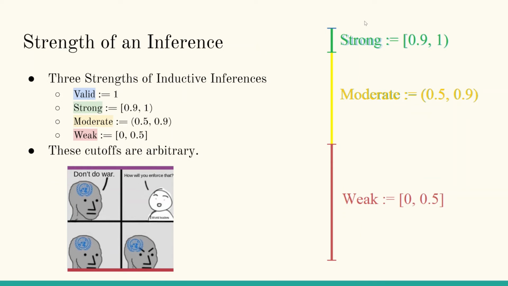Inferences can be strong, moderate, or weak, depending on the probability they imply the conclusion. When we say an inference is strong, we mean that it has at least a 90% chance of being true. Likewise, a moderate inference has more than a 50% chance and less than a 90% chance of being true. Finally, a weak inference has at most a 50% chance of being true. Note these cutoffs are arbitrary, but useful.